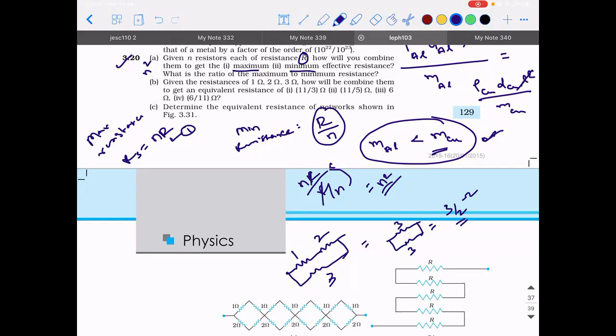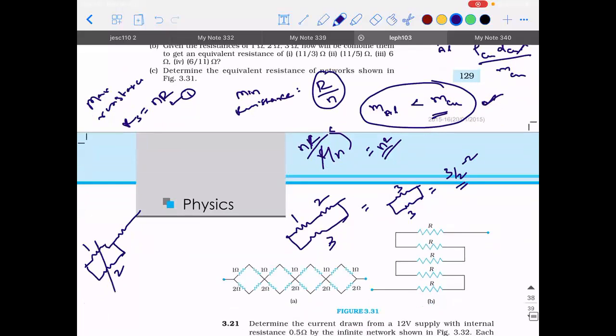You can try 1 and 2 in parallel. I'll tell you a logic of how to think, okay? Here I'm just using a trial and error method. 1 and 2, if you connect in parallel, what is the equivalent resistance here? R1 R2 divided by R1 plus R2. That is 2 divided by 3, plus 3. That will give you 11 by 3 ohm. Got it, guys?